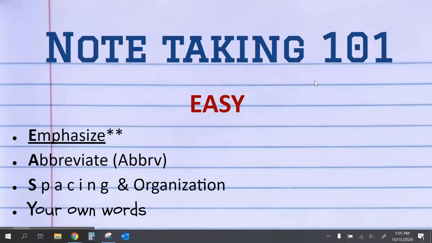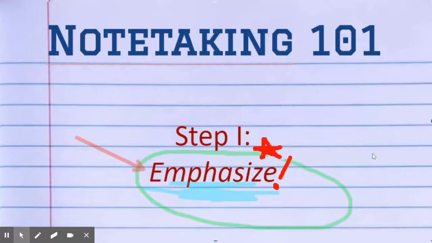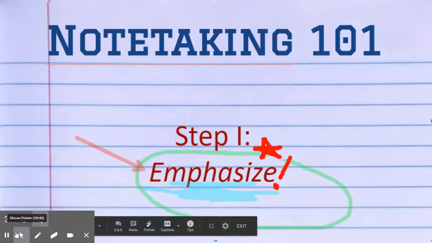We use that because the first steps of becoming better at note taking should, in fact, be fairly easy. But we're not trying to pretend that everything about note taking is easy. We know there are some difficulties that come along with it. So the E in easy stands for emphasize, and with this we are talking about visual emphasis. How can we add visual emphasis to our note taking?